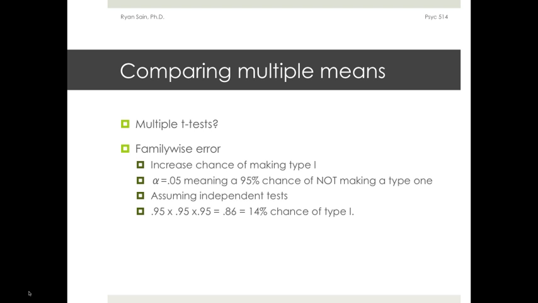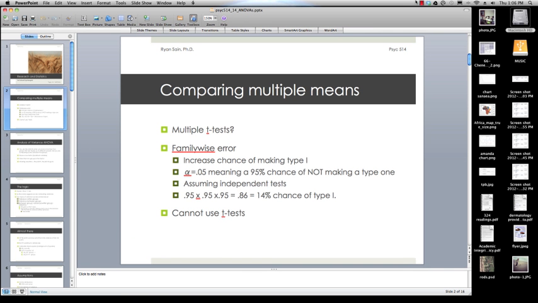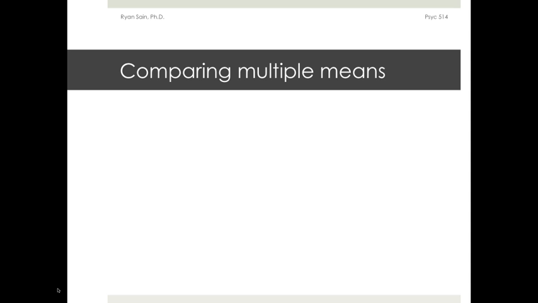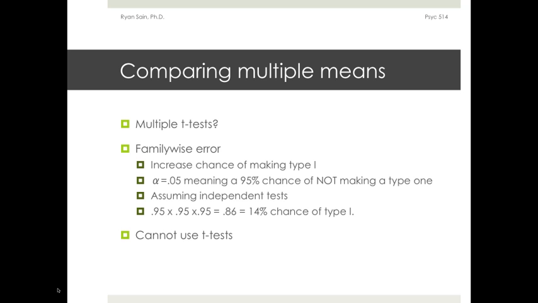As a result, we should not use t-tests. There are other things we can do. There's something called a Bonferroni correction, and we'll address that later, but it's just not a good idea to use t-tests. We have a tool called an ANOVA that deals with it directly. So let's take a look at how we can use that ANOVA.